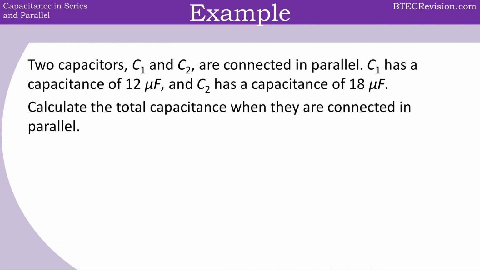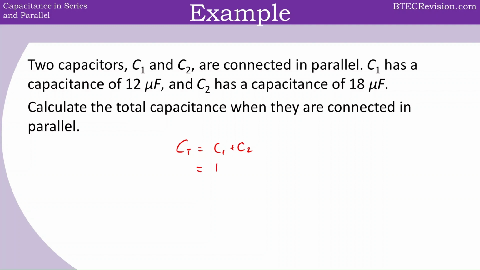Now, let's take a look at this example. Two capacitors C1 and C2 are connected in parallel. C1 has a capacitance of 12 microfarads and C2 has a capacitance of 18 microfarads. Calculate the total capacitance when they are connected in parallel. We'll start by writing down our equation. CT equals C1 plus C2. And we can stop there because there's only two.